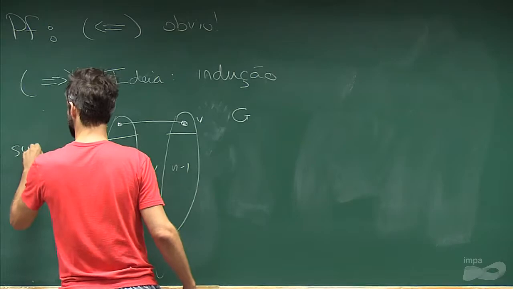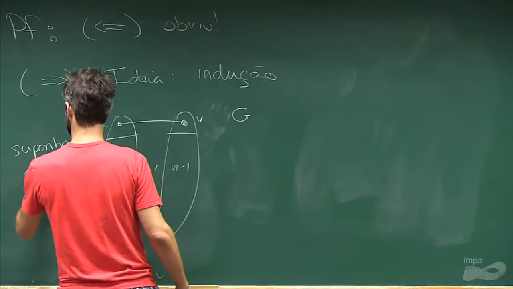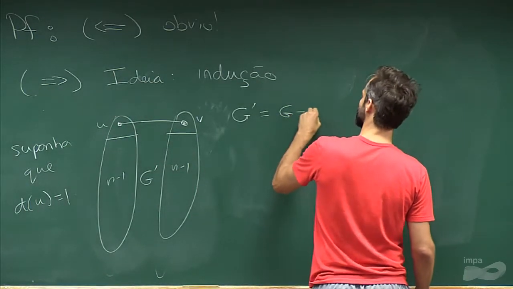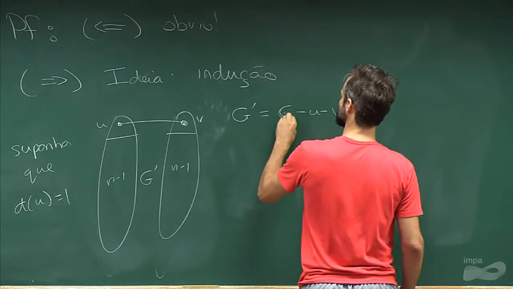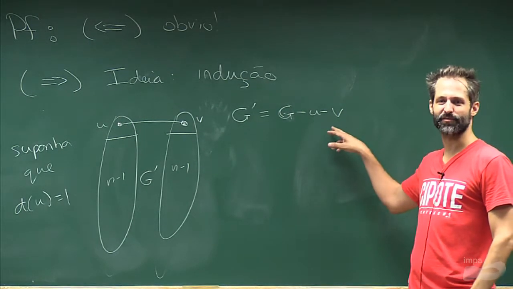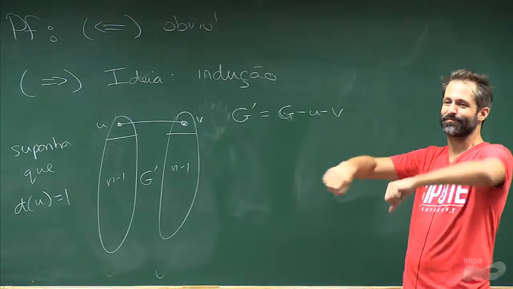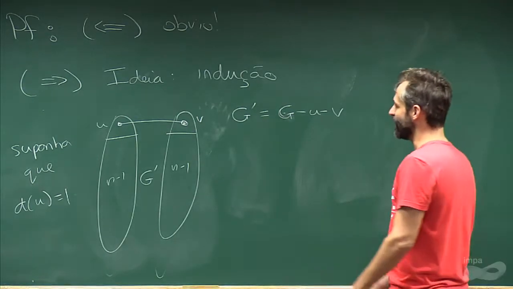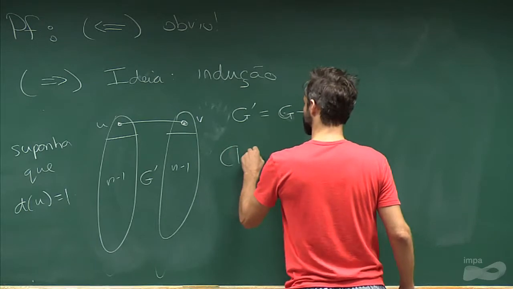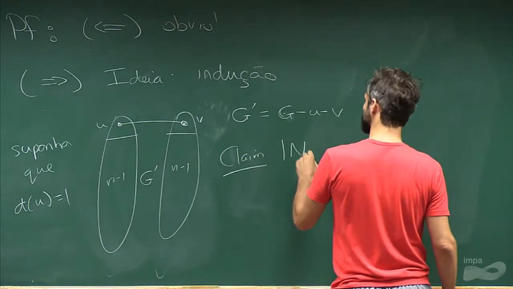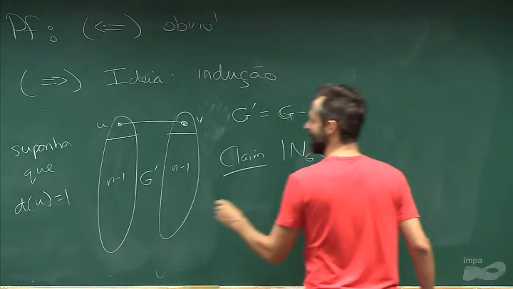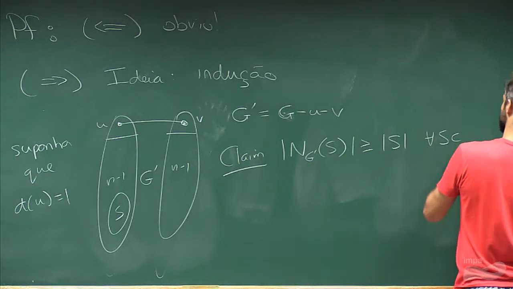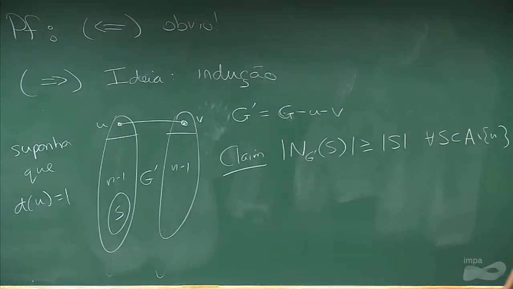Okay, so G prime is G minus U minus V. There's another example where you're supposed to understand the notation from the context, right? So here I'm just meaning remove both vertices. Right, so the claim is that the neighborhood in G prime of S is at least the size of S for all S in A minus U.